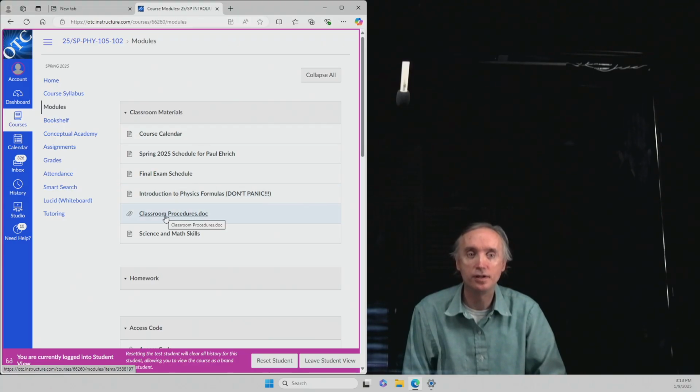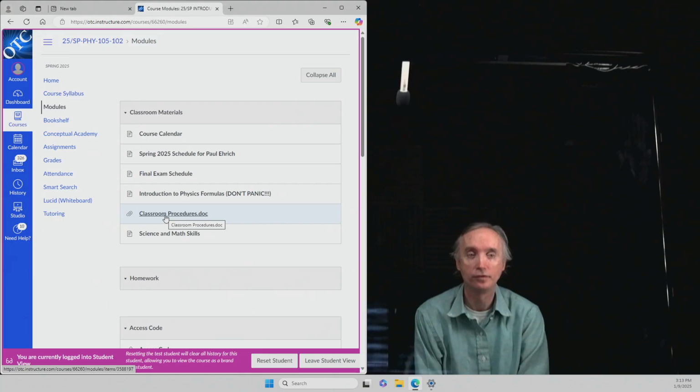Then classroom procedures is what we are going to do in case of a fire or a tornado or a gunman. And so that's spelled out in this document, and then we're going to go over this during the first week of class.